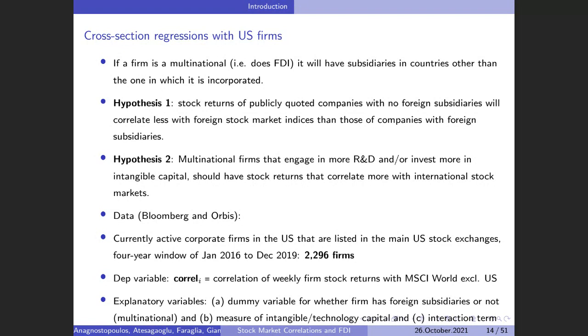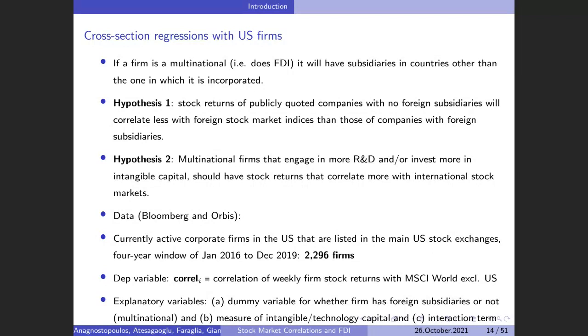So how can we check these two hypotheses? We looked at micro level data. We looked at Bloomberg and Orbis. Orbis is a data set that includes hundreds of thousands of private firms all around the world, with balance sheet information and sometimes real data for these firms, like the employment level and so forth.